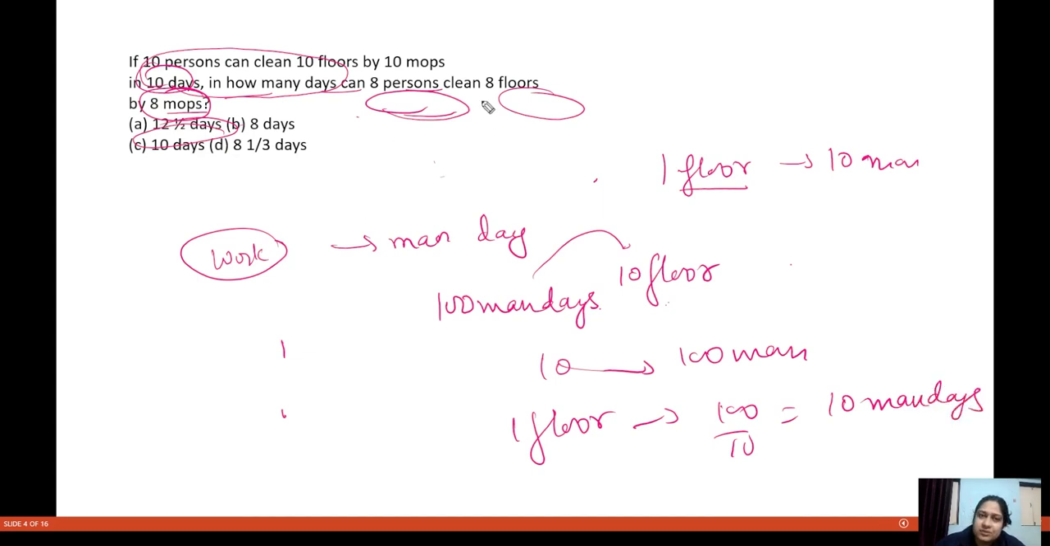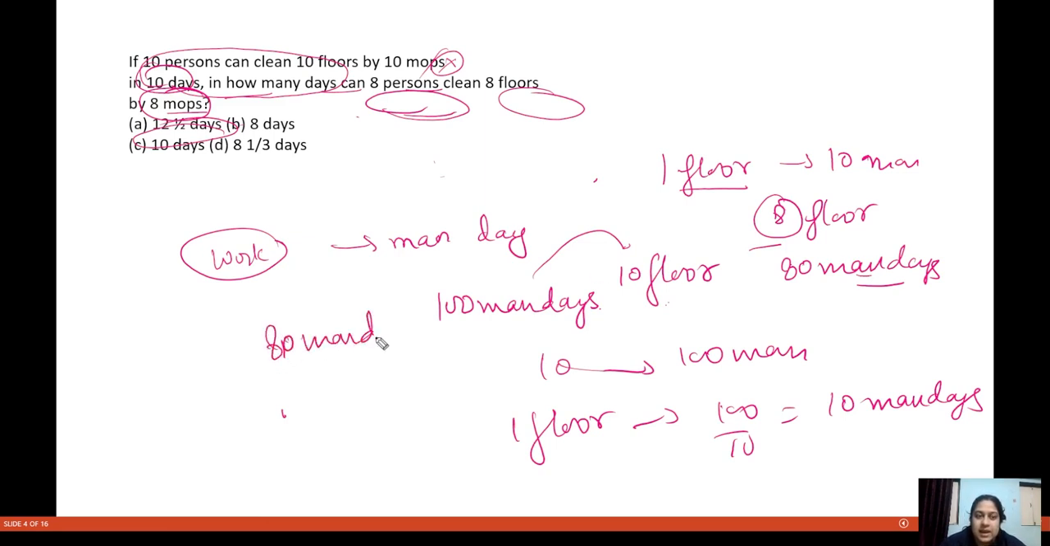Okay, 80 man days you will require. And then in how many days can 8 men clean 8 floors by 8 mops? So you require 80 man days. Fine, and then you divide this. Now you have how many men? 8. And in how many days will they clear? Okay, so you need 80 man days to clear 8 floors, and you have 8 persons. So that means you will require 10 days.